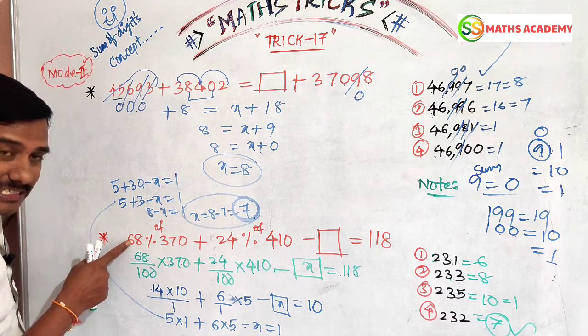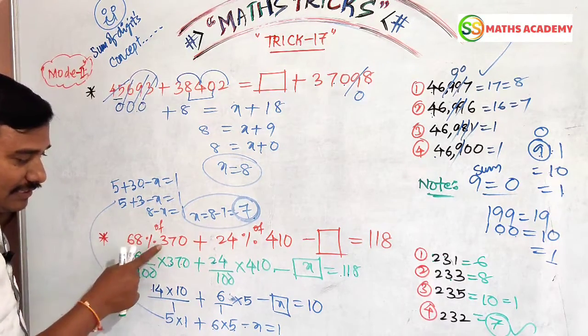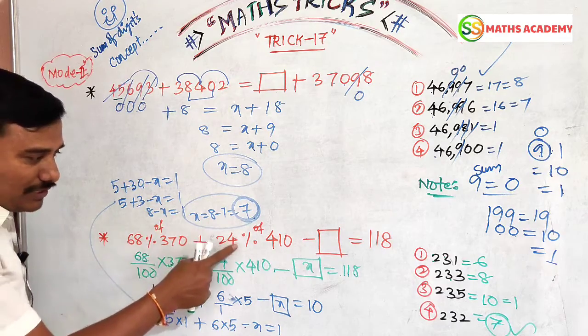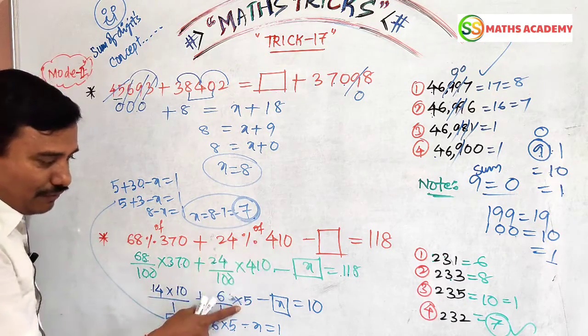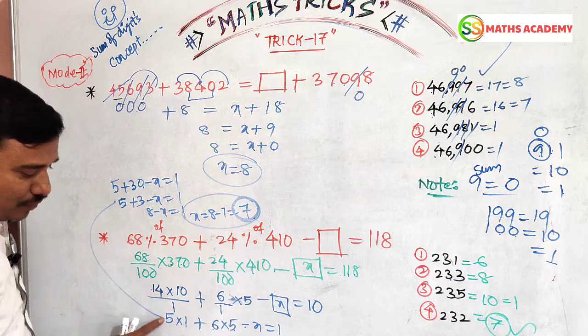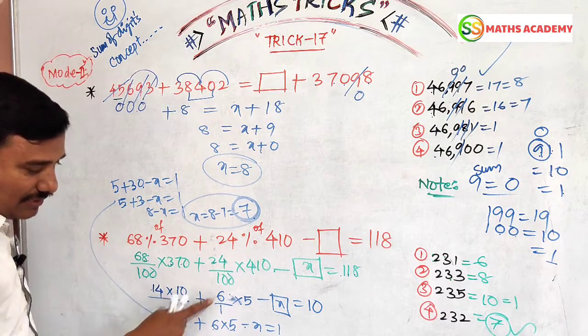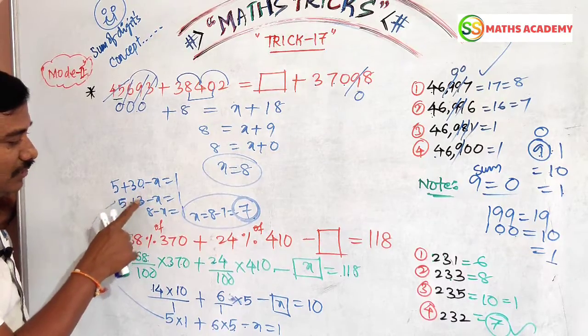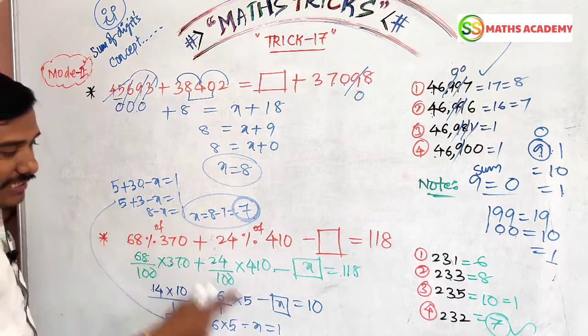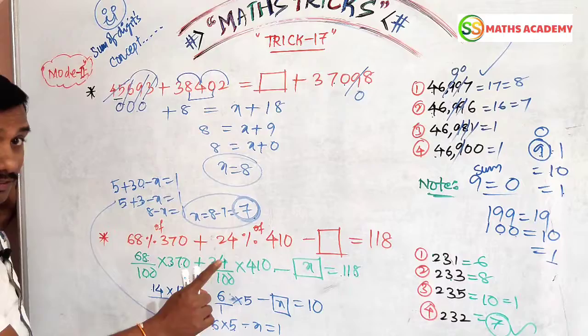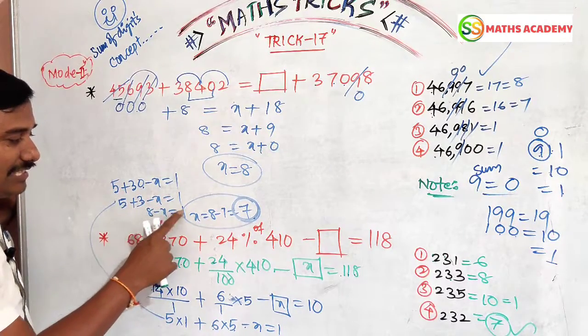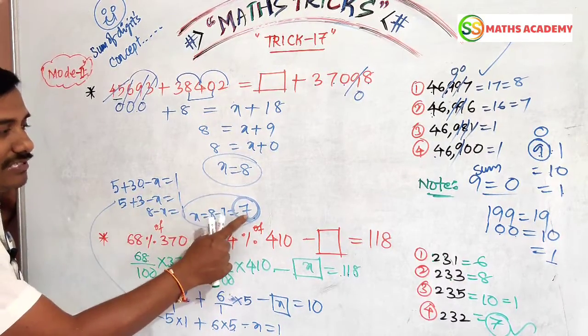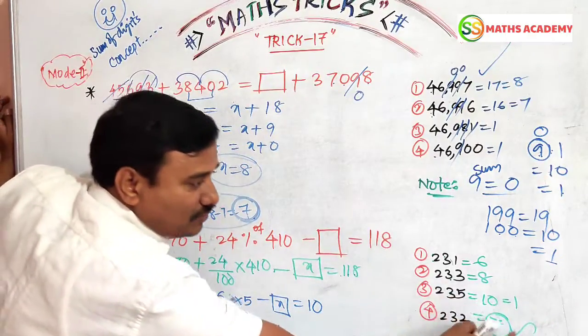68, right? 6 plus 8 is 14. 3 plus 7 is 10. 2 plus 4 is 6. 4 plus 1 is 5. Here 1 plus 4 is 5. Single digit. 1 plus 0 is 1. 6 into 5 is 30. Here 30 means 3 plus 0 is 3, 3 plus 5 is 8. Here 1 plus 0 is 10, 10 means 1. 8 minus x equals 1, x equals 8 minus 1 equals 7. Sum of that equals 7, that is your answer.